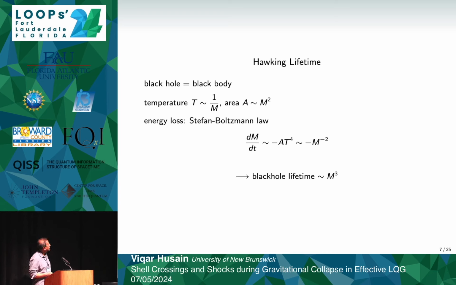The black hole lifetime follows easily just by a dimensional argument. So if a black hole is a black body, the temperature is inversely proportional to the mass and area is proportional to m squared. The energy loss is given by Stefan-Boltzmann law. If you stick it in, you just get black hole lifetime proportional to m cubed. Just a simple argument there. And the reason I put that up is because we're going to find something different in the effective models.